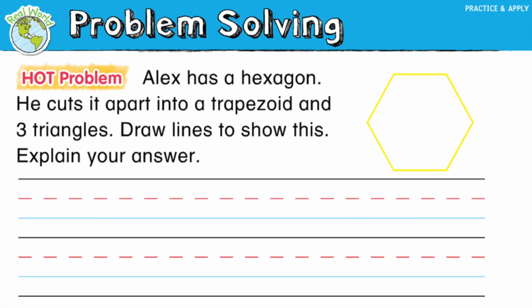Now let's look at this problem. Alex has a hexagon. He cuts it apart into a trapezoid and 3 triangles. Draw lines to show this. Explain your answer. Go ahead and look at the hexagon carefully, and let's read one more time what it says that Alex did. It says that he cuts it apart into a trapezoid and 3 triangles. Draw lines to show this. Explain your answer.